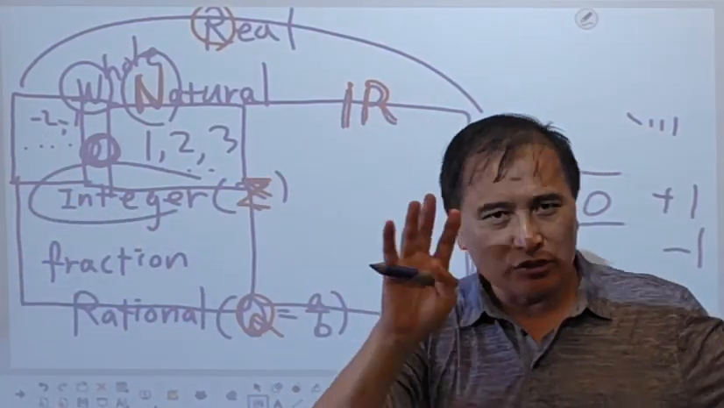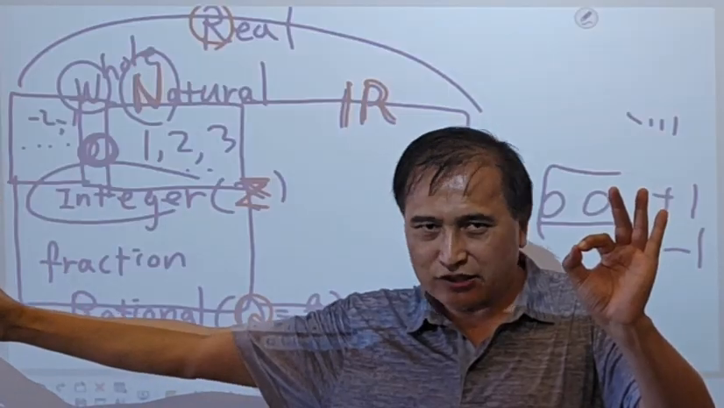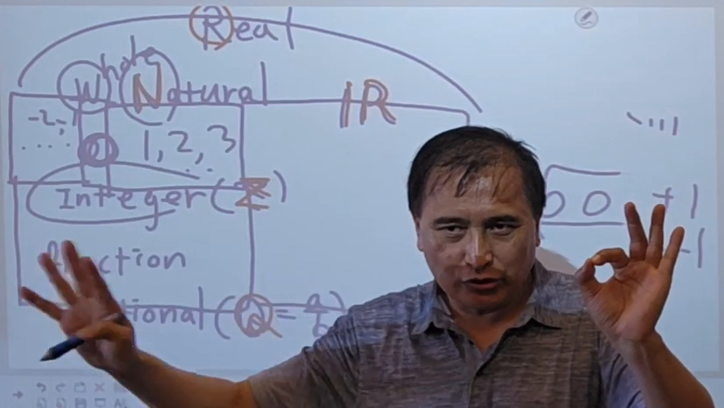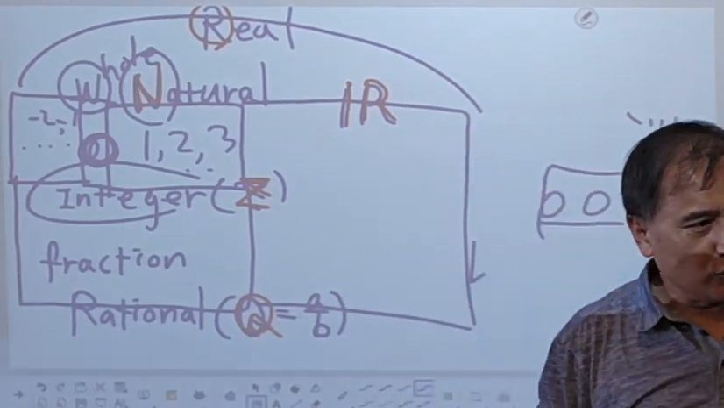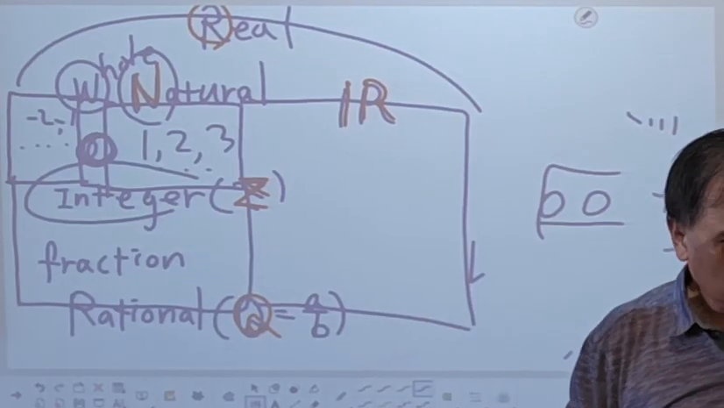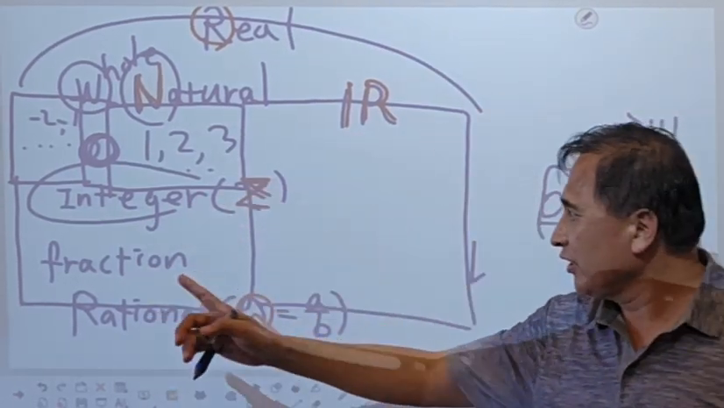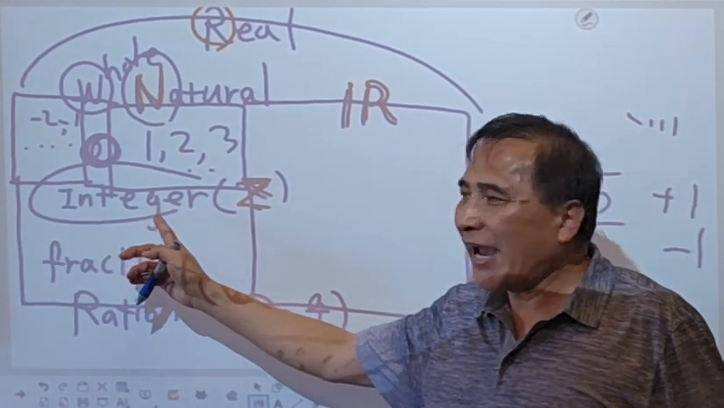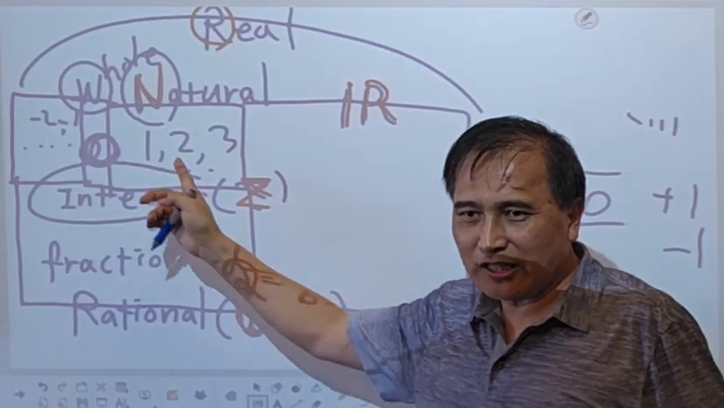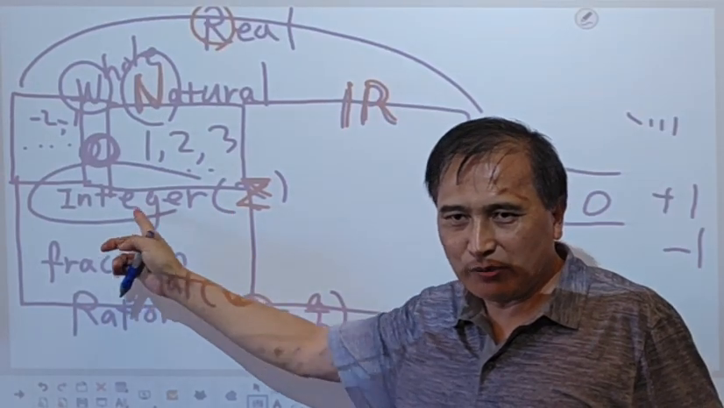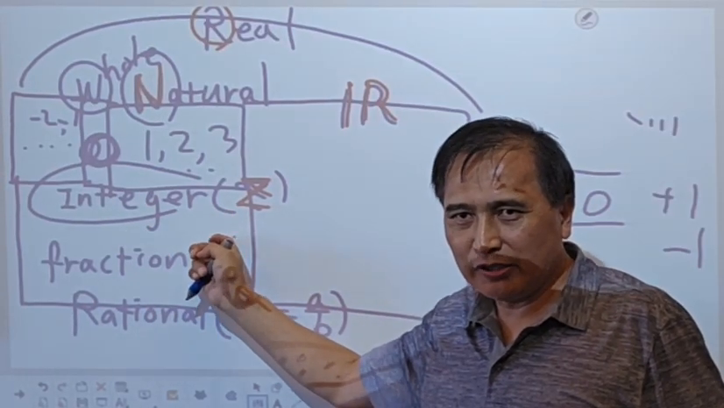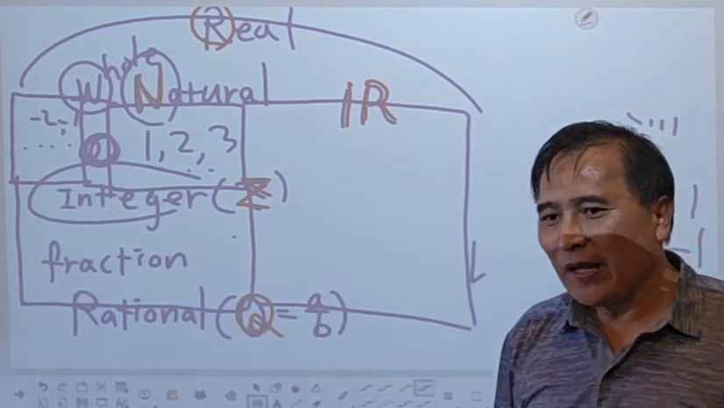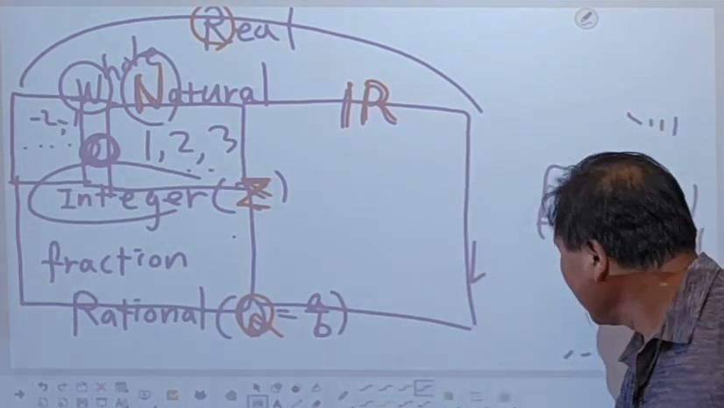Integers are negatives, 0, and 1, 2, 3, 4, 5. Those are natural numbers, but still they are positive integers. And then negative 1, negative 2, negative 3, those are negative integers. Everybody got it? All together we call it integers. The integer symbol is Z. Everybody clear? And good job right there.